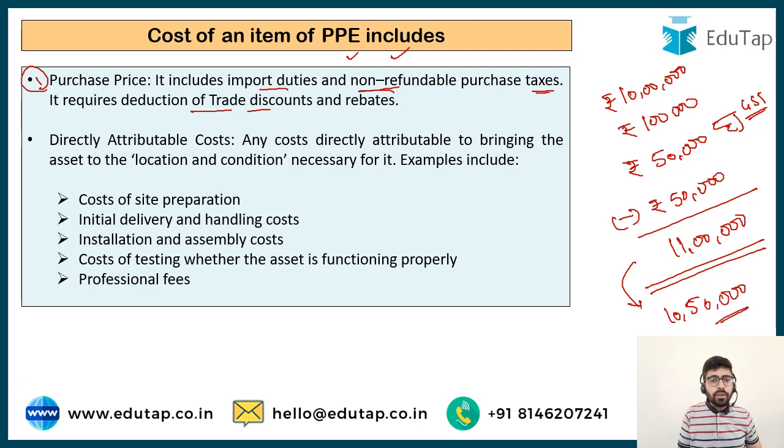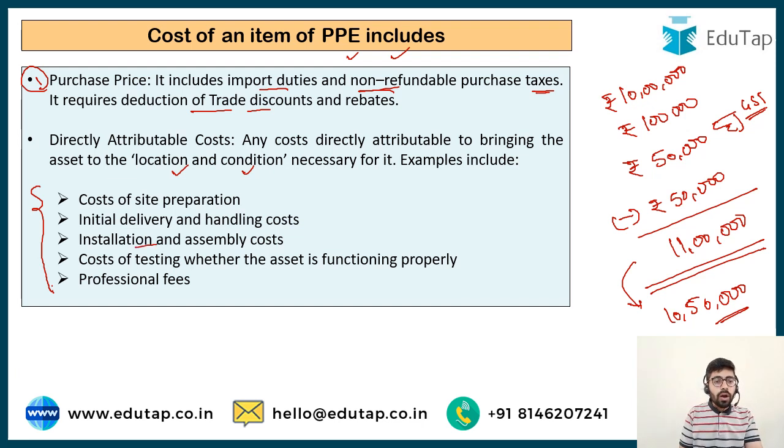It also says we would also include these items in the cost as well. So what are these items? It says any costs which are directly attributable to bringing the asset to the location and the condition. So we have got this machinery. Now we would be bringing this machinery to our factory site. We would be spending some amount on bringing this machinery to the factory as freight. So this freight is to be included, initial delivery and handling cost.